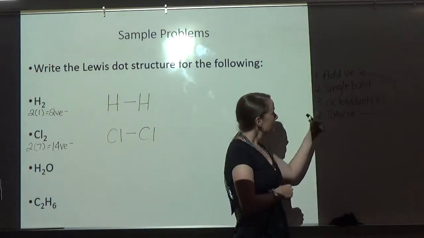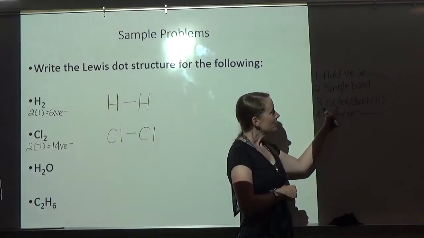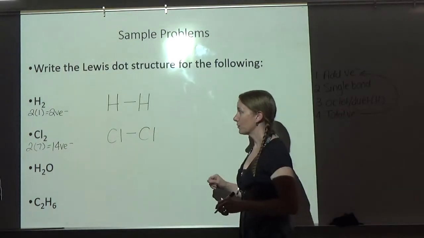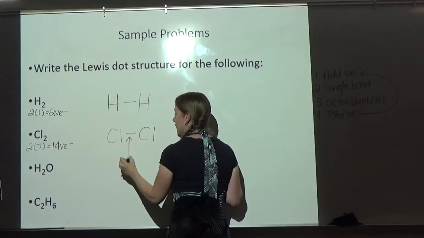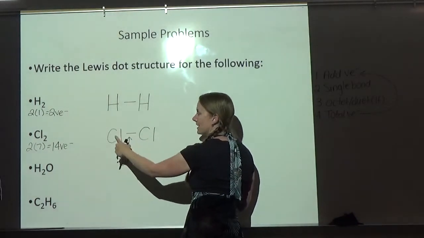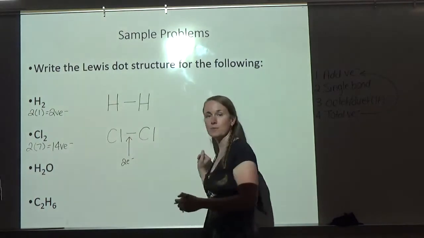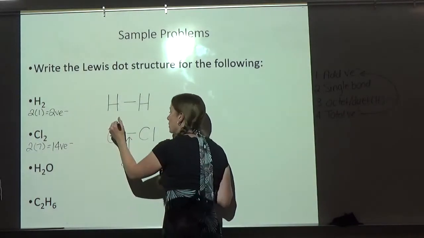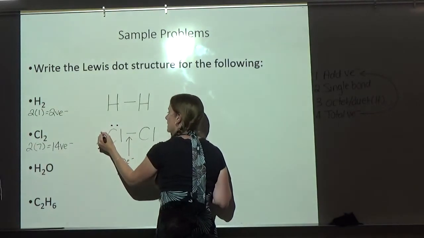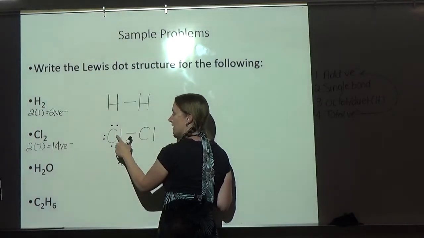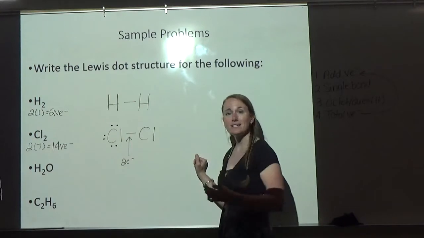Alright, and then step 3 says follow the octet and duet rule. Well, this was not hydrogen, it's Cl, so it's going to follow the octet rule. So remember, every bond is 2 electrons. So right now, this chlorine only has 2 electrons from the bond. Remember, it wants 8 to be stable. That's what the octet rule says. So it needs 6 more. So I can put 6 dots around it. So see how now it has 2 from the bond, 4, 6, 8. So now this chlorine is stable.